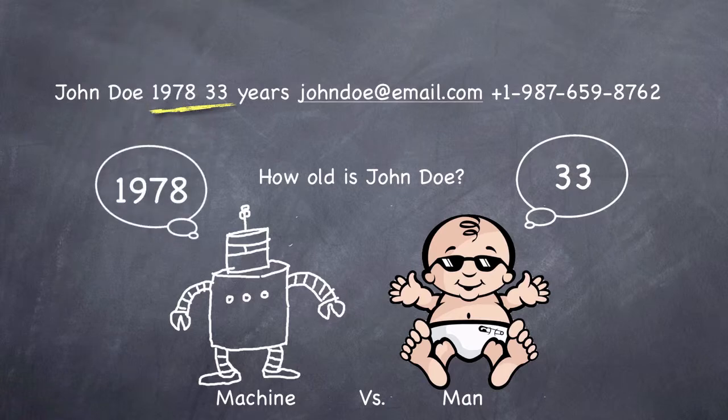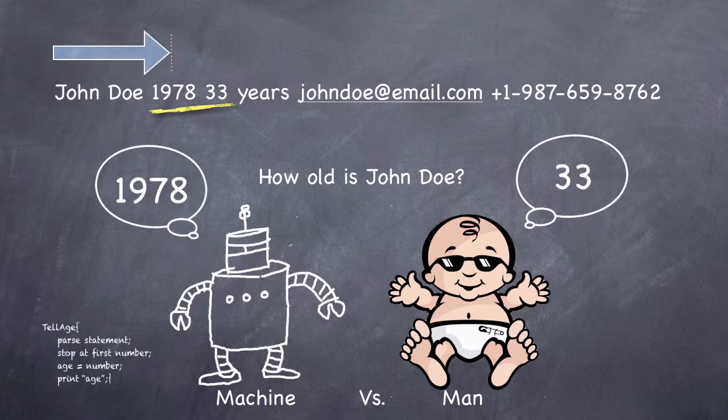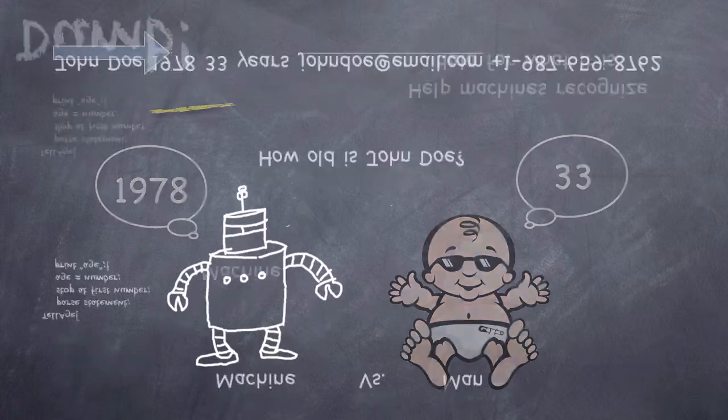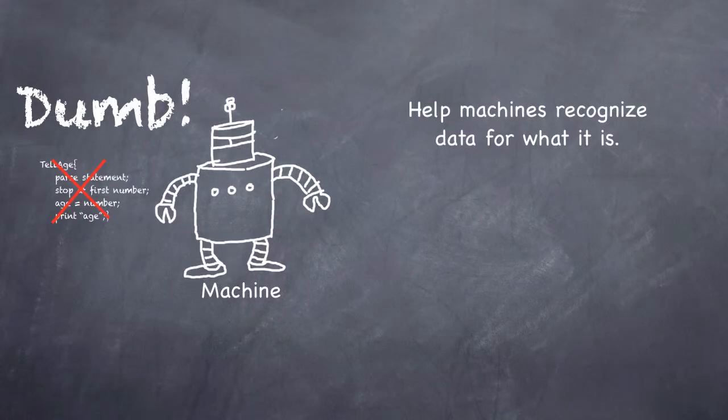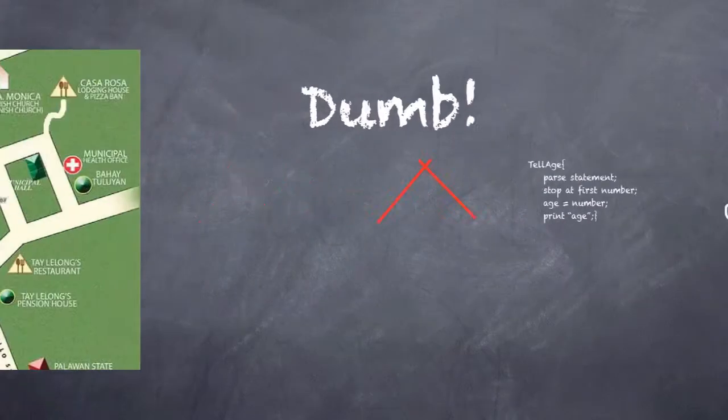1978. Why? According to the program that I had fed the machine, it reads the first instance of a number in the sentence and displays it as age. In this case, the first instance of a number is 1978, and so the machine shows it as the age of John. Dumb machine. What I actually need is to make a machine recognize data for what it is. The question is, how? Well, let's first see how we humans do it.